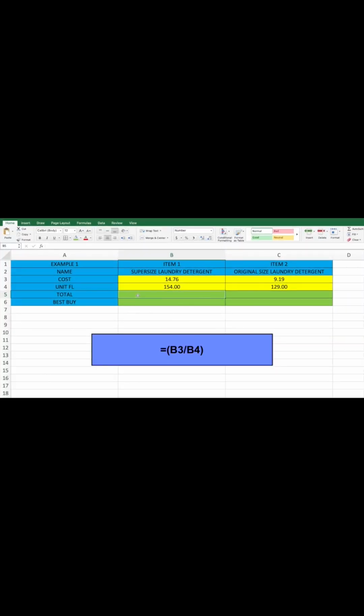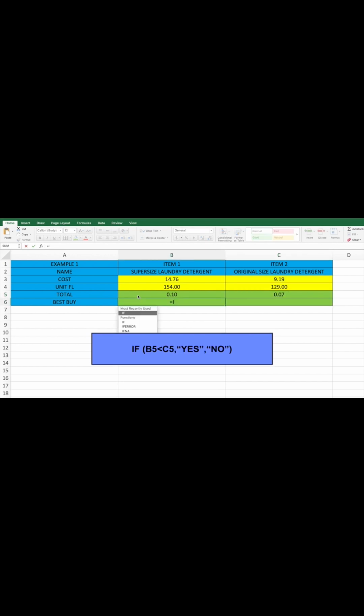Now, in cell B5, we replicate the cost per unit equation with the displayed Excel division formula and divide the cost of $14.76 in cell B3 by the unit 154 fluid ounces in cell B4 to give us a result of 10 cents per fluid ounce. And we do the same in cell C5 with the displayed Excel division formula and divide the cost of $9.19 in cell C3 by the units of 129 fluid ounces in cell C4 to give us a result of 7 cents per fluid ounce.